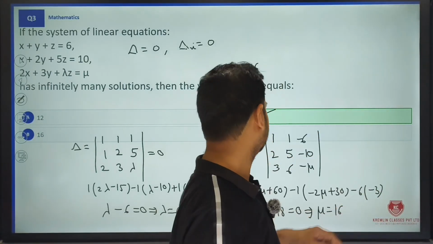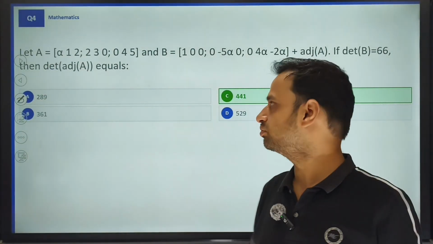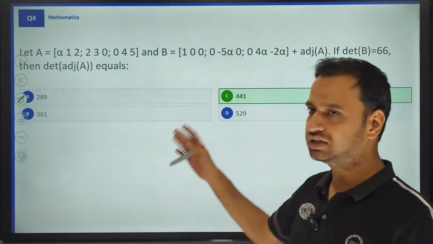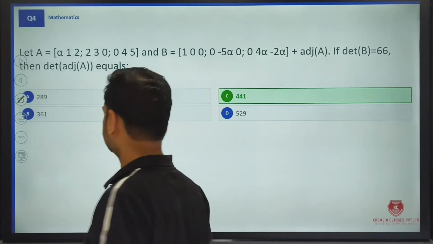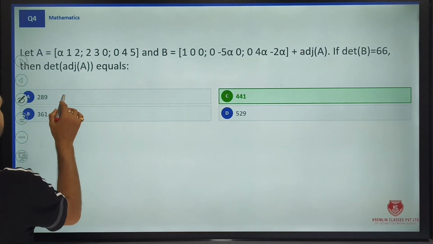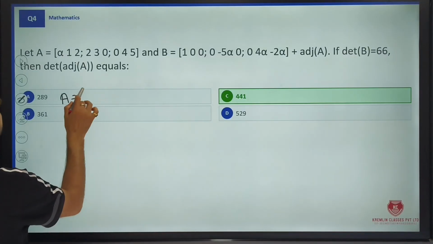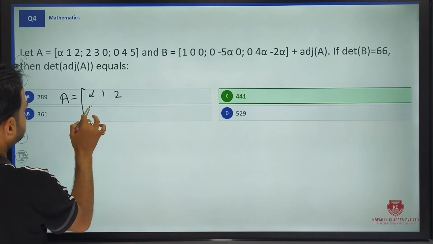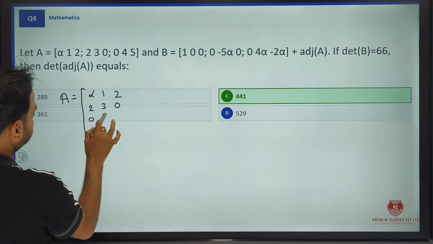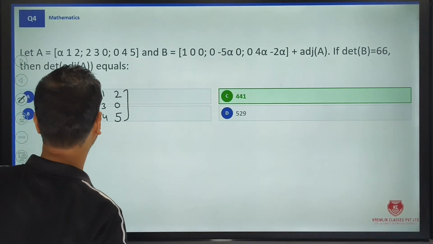Okay. Now we are going to the fourth question. Here again it is a simple problem of determinants. Again it is a calculation based problem, but we have to solve it. Whether it is calculation based or direct, we have to solve it. So again I am writing A. The matrix A is given by alpha 1 2, the second row 2 3 0, and 0 4 5, and B is given by this.